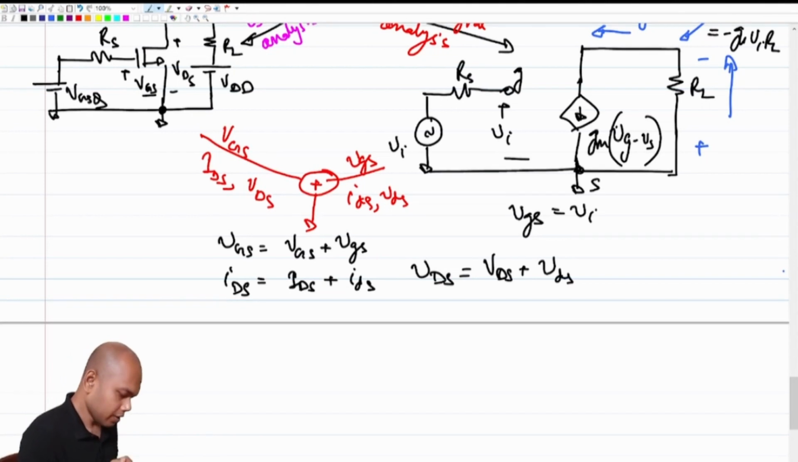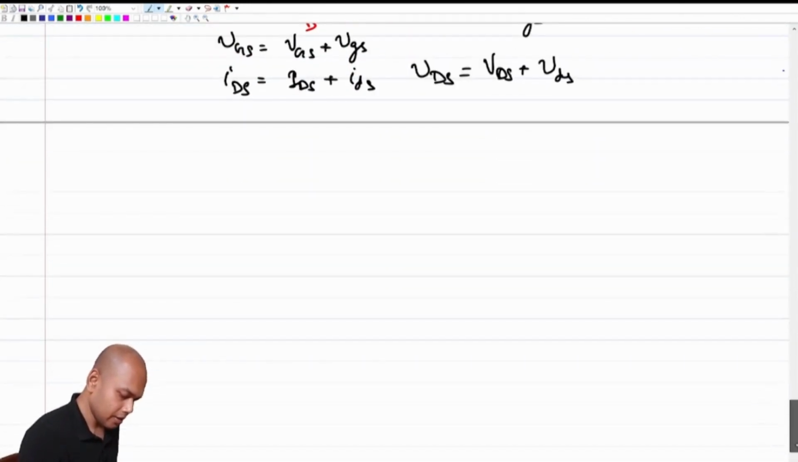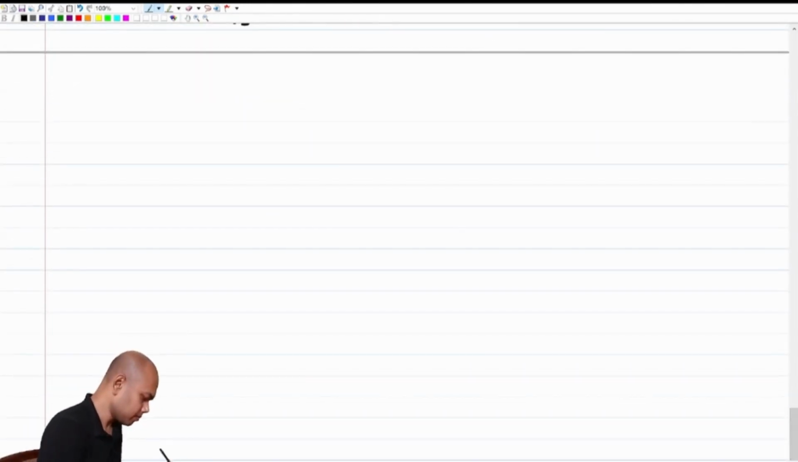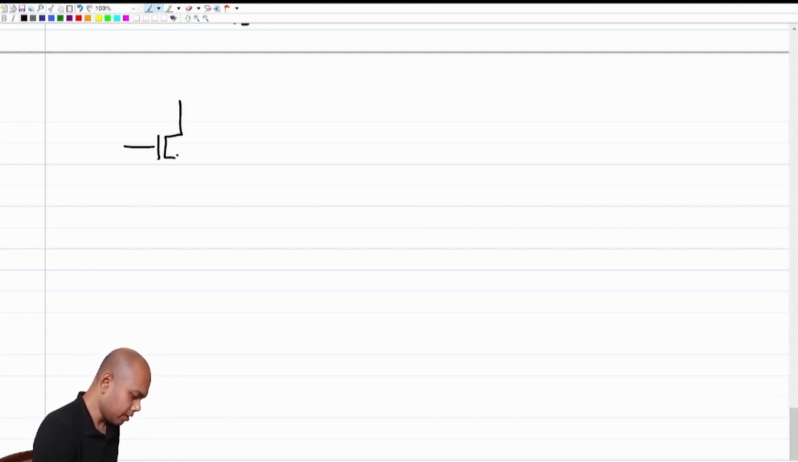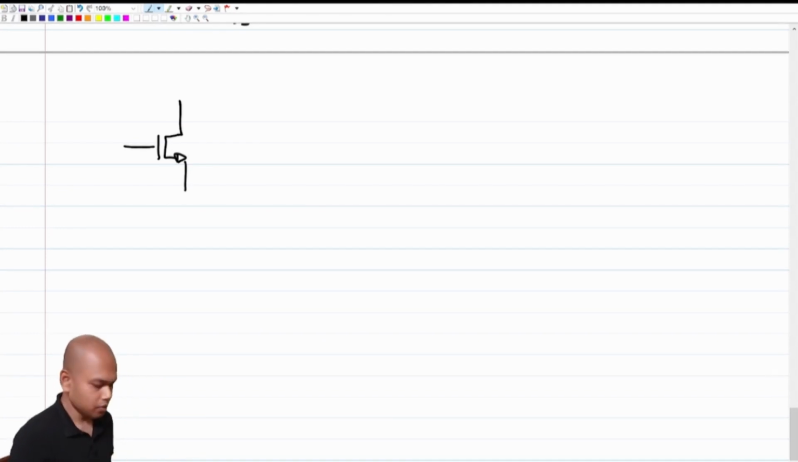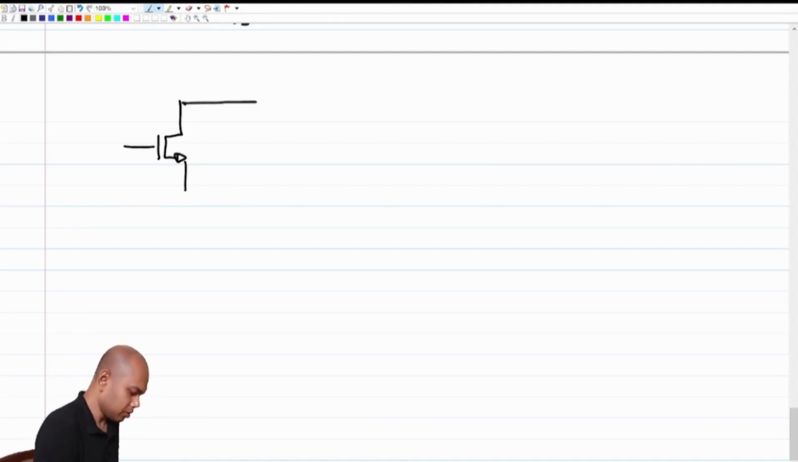Correct? Okay, great. So now let's take the example of this common source amplifier and see where that leads us. So what did we see? We saw that. Now I'll assume that we know what the common source amplifier currents and voltages are.